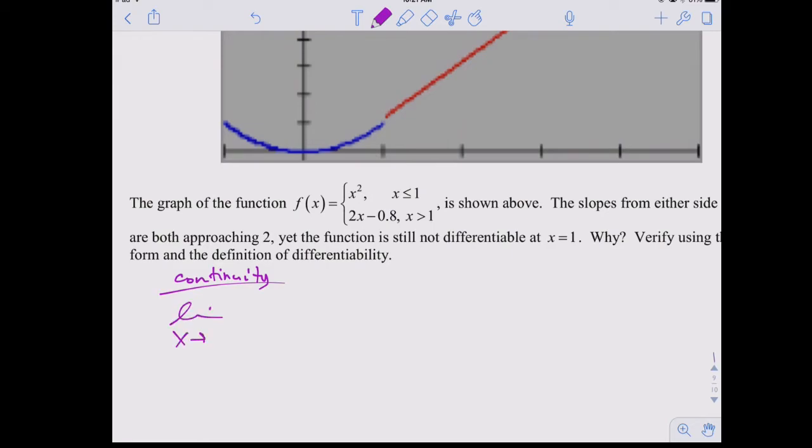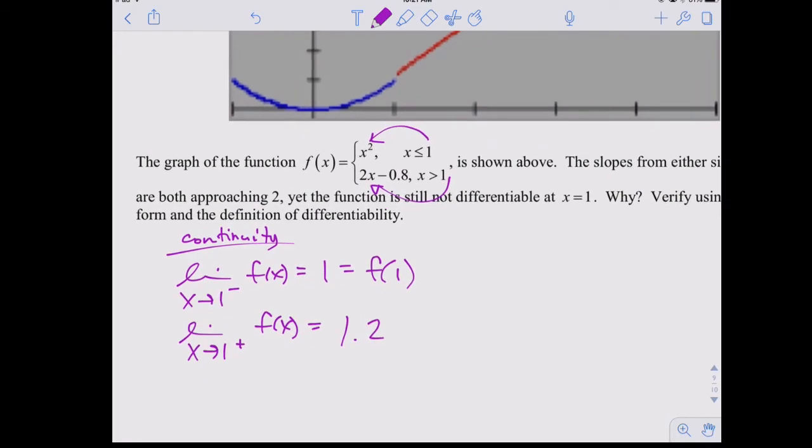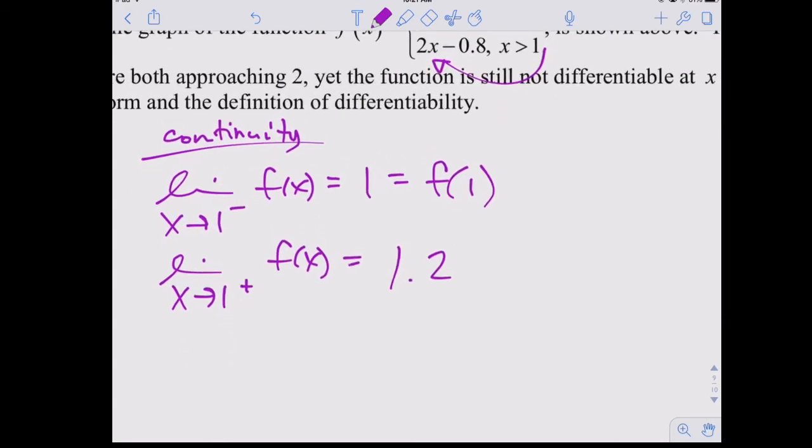The limit as x approaches 1 from the left of f by direct substitution is 1, which happens to be f of 1. So two of the three things are there. The limit from the left equals the function value. What's the limit as x approaches 1 from the right-hand side? Well, plug in a 1 into here, and you get 2 minus 0.8. That's 1.2. Is the function continuous there? No. So will it be differentiable? No.